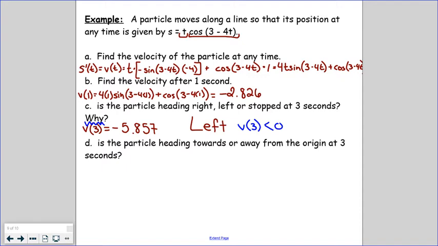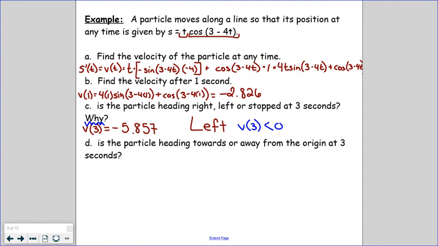We've done a question like this. We needed one more piece of information. What are we missing here? Position. Where is it? Where is our particle that it's moving left at that time, right?